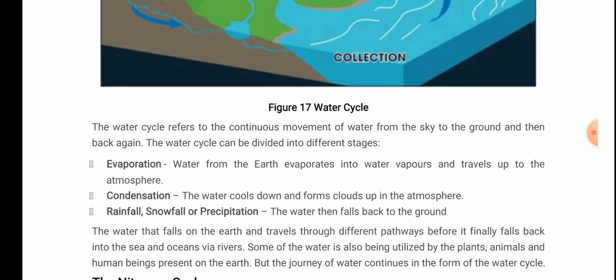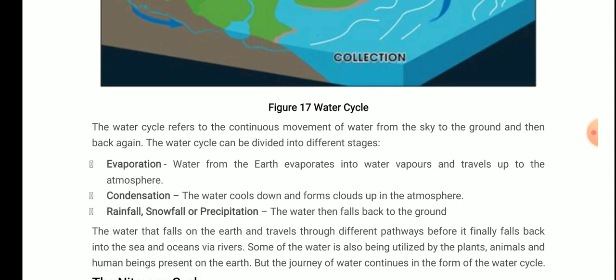The water cycle refers to the continuous movement of water from the sky to the ground and then back again. The water cycle can be divided into different stages. First, evaporation: water from earth evaporates into water vapors and travels up to the atmosphere. Second, condensation: the water cools down and forms clouds up in the atmosphere. Third, rainfall, snowfall, or precipitation: the water then falls back to the ground. So these three conditions are very important.